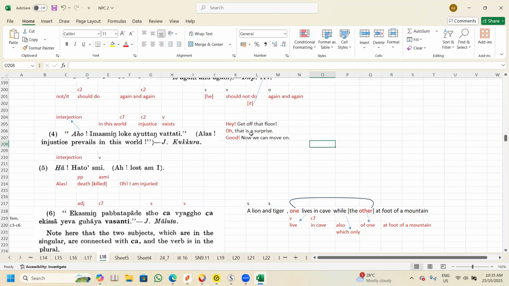So in Pali it has aho. Aho. In this case, it must mean a locative in this word. Then you see that this is a verb. In front of the verb usually is the object. In Pali, most of the time, that means injustice exists. So what you do is you can use this.